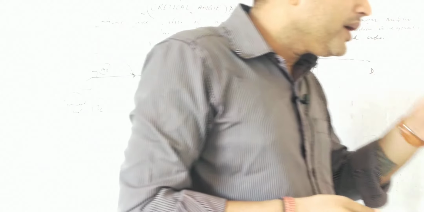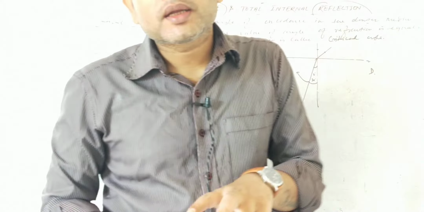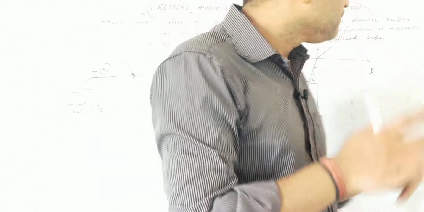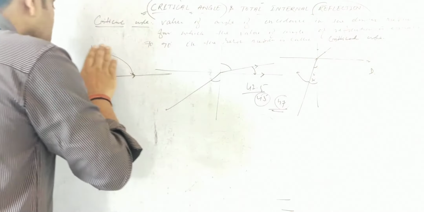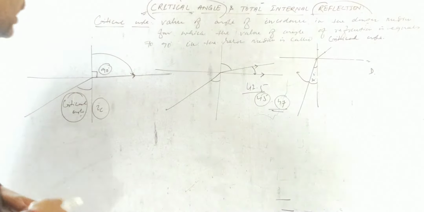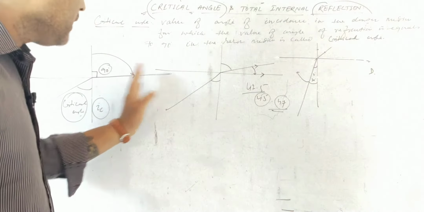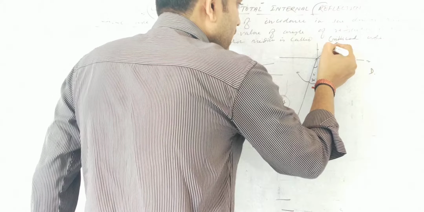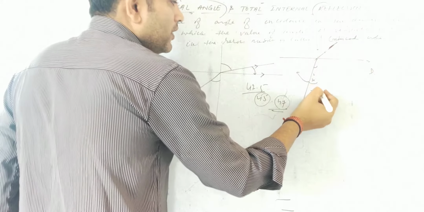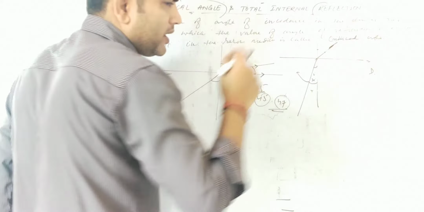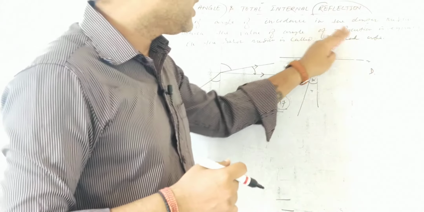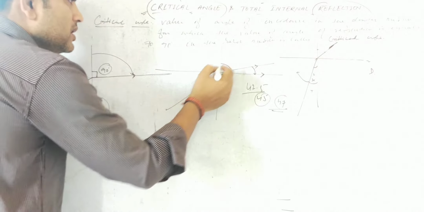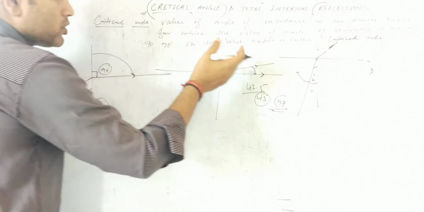After critical angle we have another term, that is total internal reflection. I am going to that concept and continue with this diagram. In the first diagram we understood that for a particular angle of incidence, the ray refracts in the rarer medium and bends away from the normal. On increasing the angle of incidence, the angle of refraction also increases.